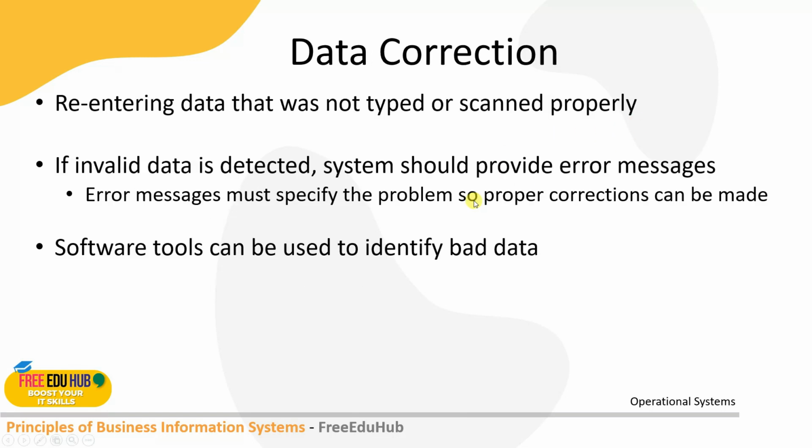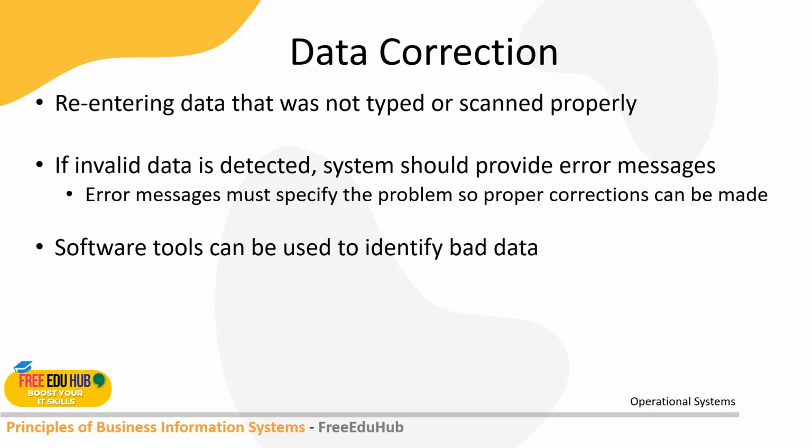Then we have data correction. Data correction is re-entering the data that was not typed in or scanned properly. If invalid data is detected, the system would give you an error message. Error messages must specify the problem so that proper corrections can be made. Usually it says that the barcode is not found or the item is not found in the database. So then you'll have to check whether there is a problem in the barcode of it, or the data is not being entered in the system.